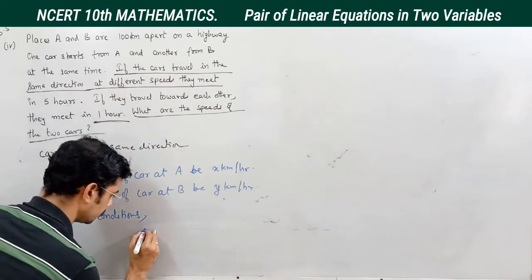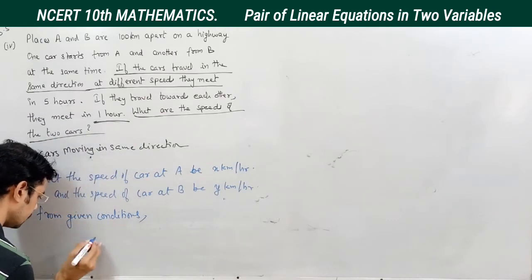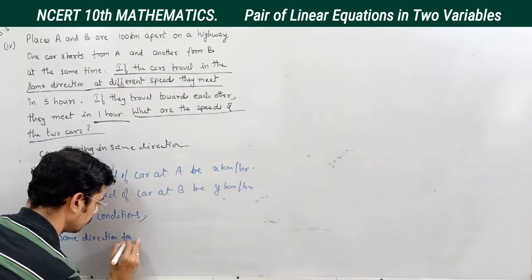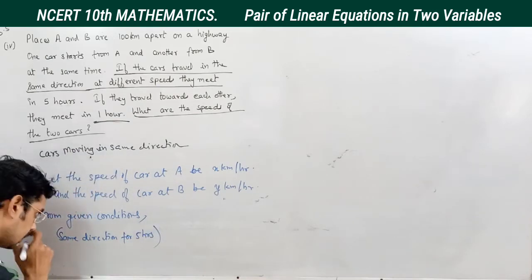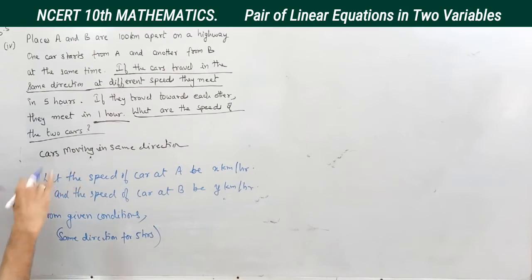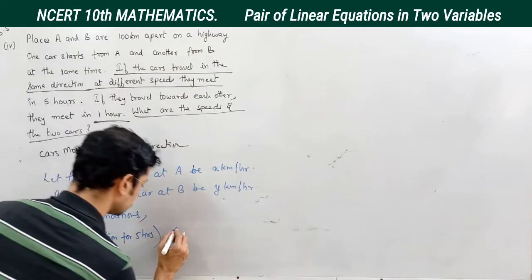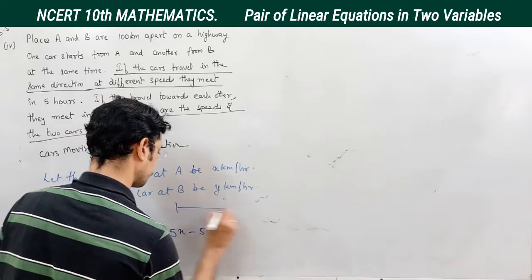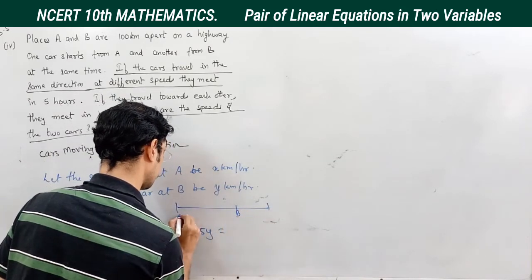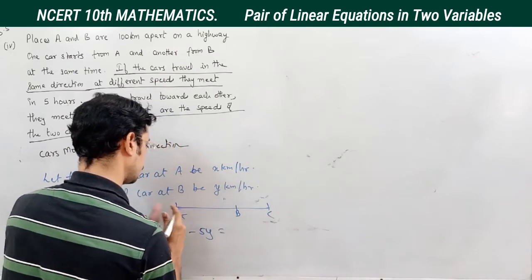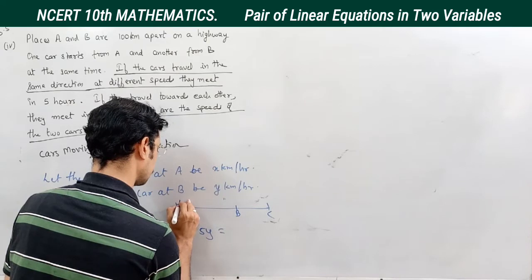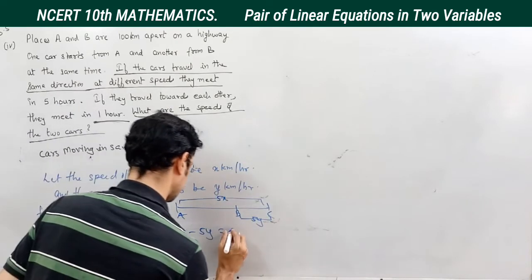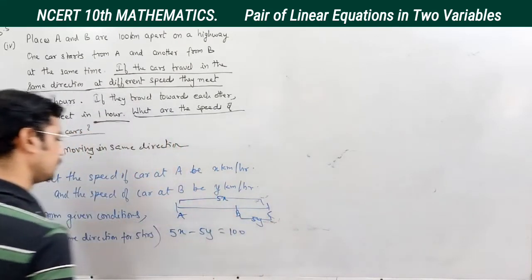we know that if they travel in the same direction for 5 hours, this is the first situation, and the second situation is in different directions towards each other. In the same direction for 5 hours means it will be 5x minus 5y. This distance from here to here is 5x. This distance is 5y. So 5x minus 5y is equal to 100. The total distance between A and B is equal to 100.